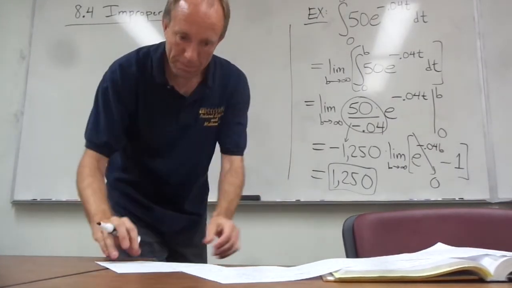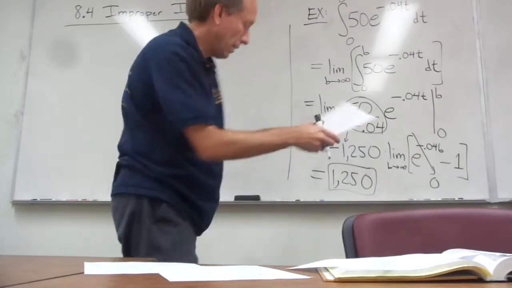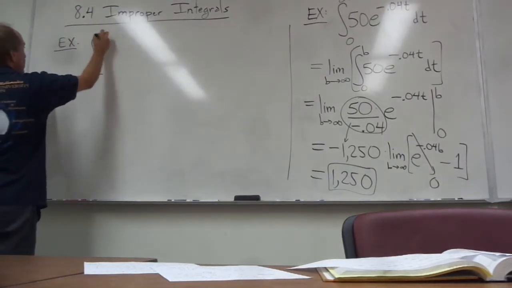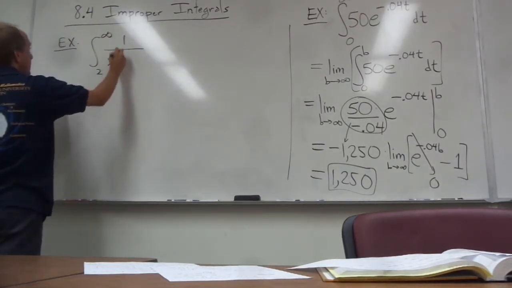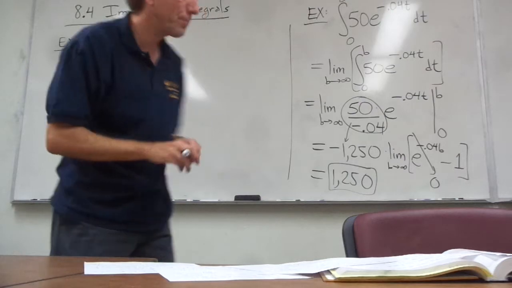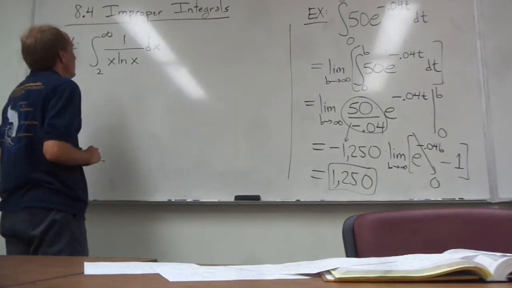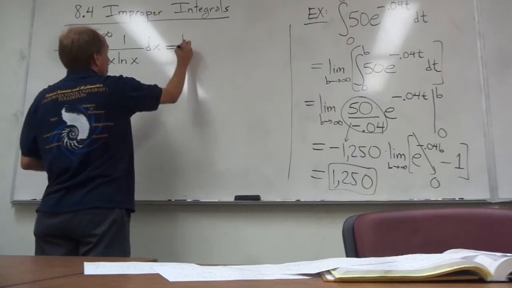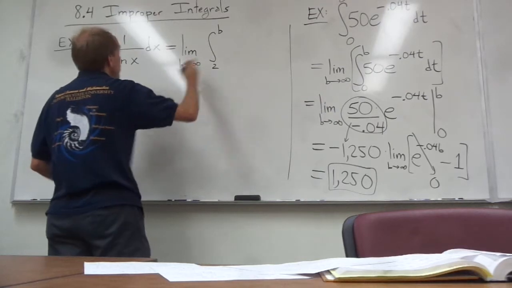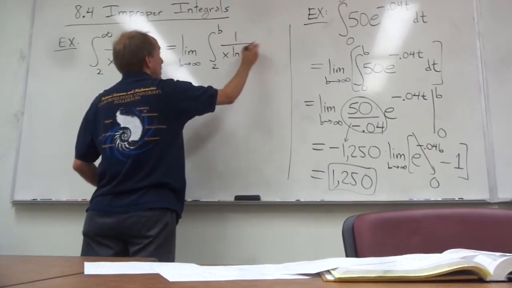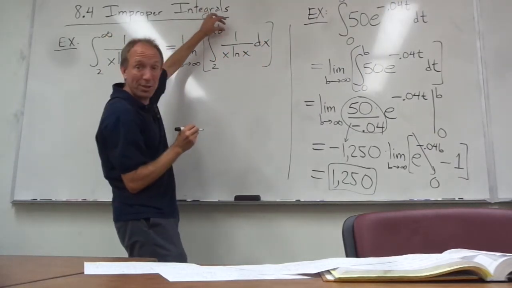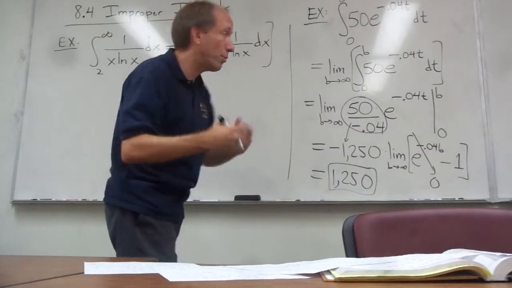Let's try another example here. Let's do the integral from 2 to infinity of 1 over x ln of x dx. Let's try this one real quick. This one is, of course, an improper integral again. We're going to take the limit as b goes to infinity of the integral from 2 to b of 1 over x ln of x. We're going to calculate this integral first. It's going to have b in the answer, and then we'll think about b going to infinity.